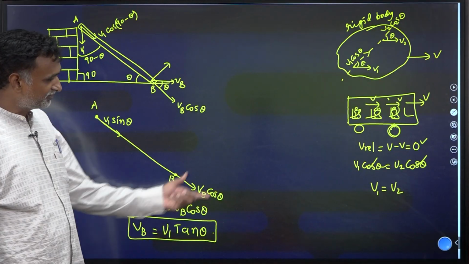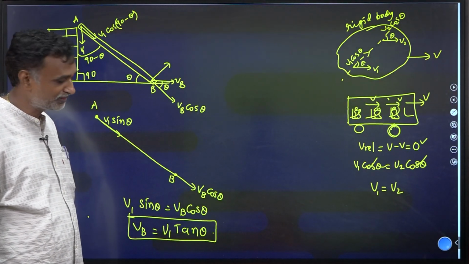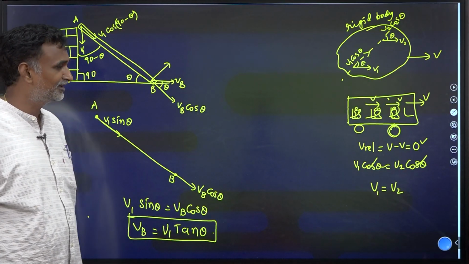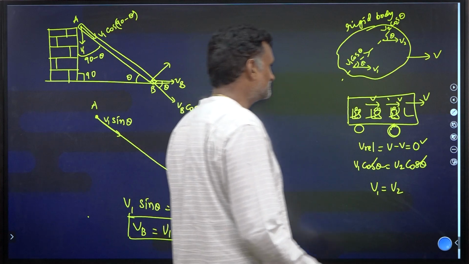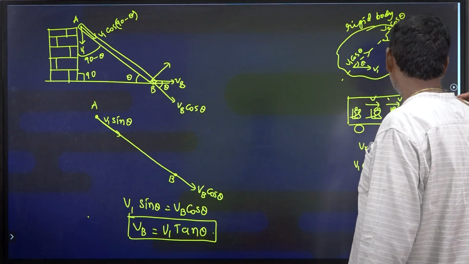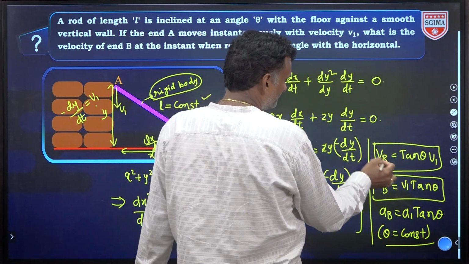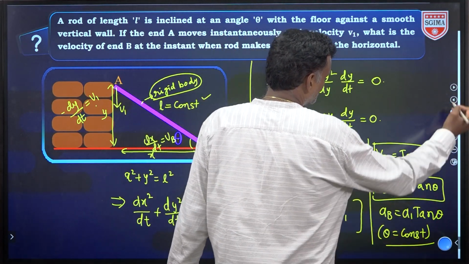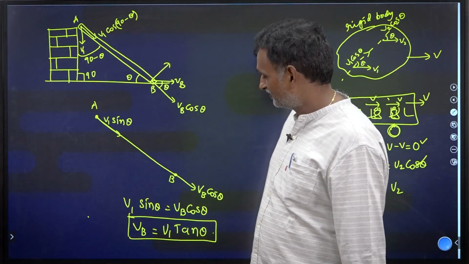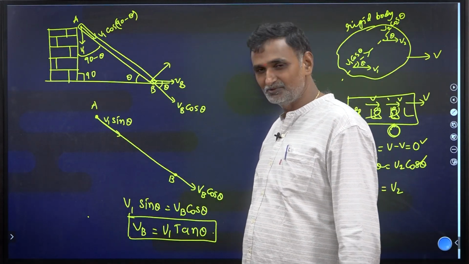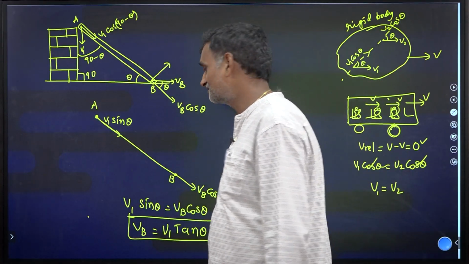If you have any doubt, you can compare with the answer on the previous slide. VB equals V1 tan theta, which we already got. You can check in the previous slide: VB equals V1 tan theta. The same answer we got here also. For your practice, I will give just a small change in the question. Nothing much more changed.